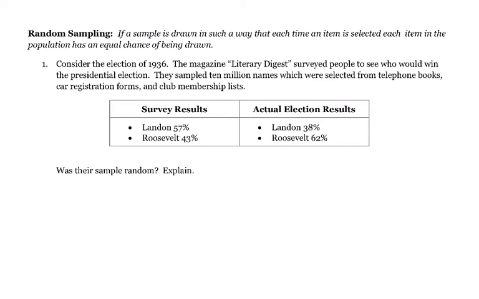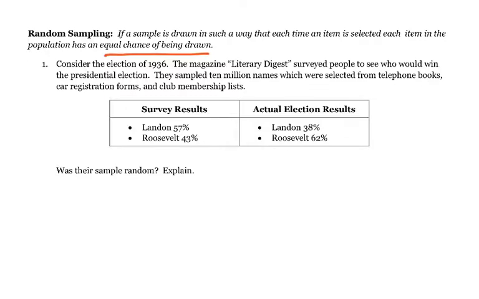So one of the methods for selecting a sample is to do random sampling. Random sampling is if a sample is drawn in such a way that each time an item is selected, each item in the population has an equal chance of being drawn, then we're dealing with random sampling. So there's no preference to certain items within the population.